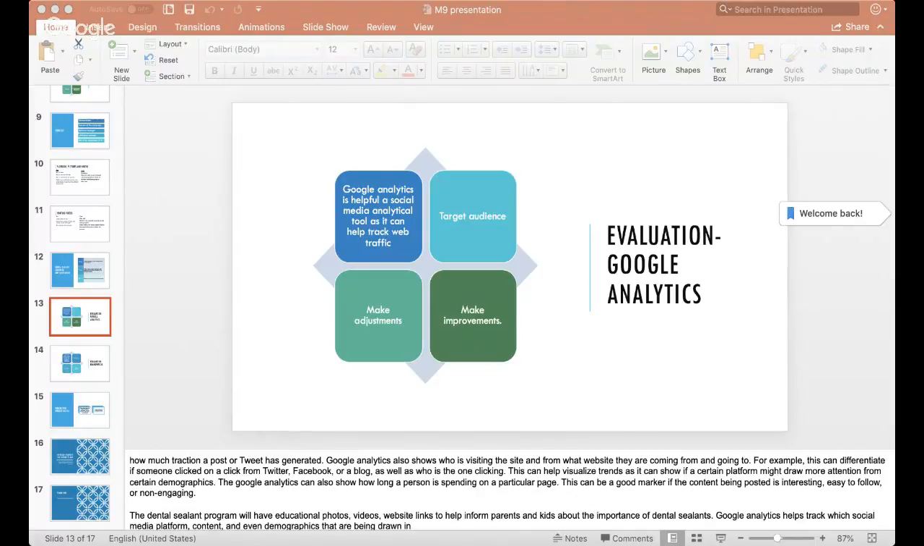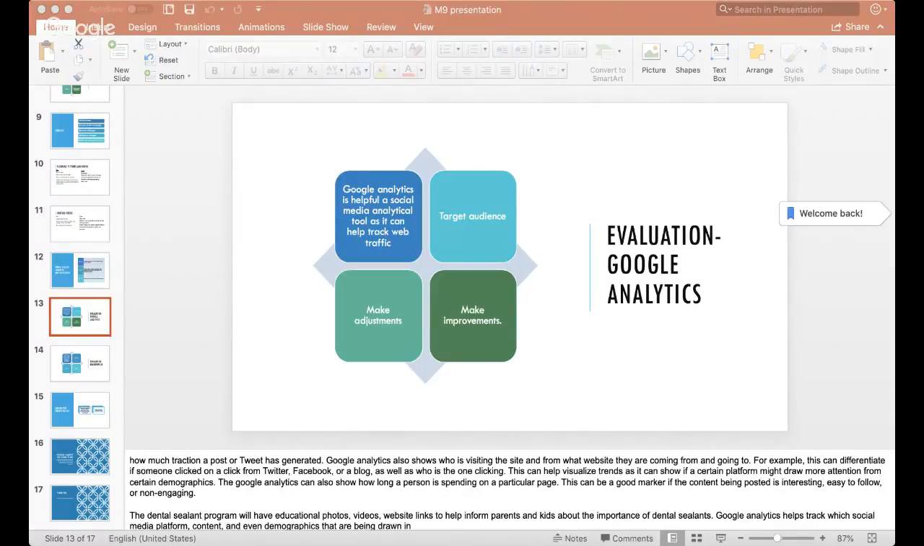This is the first one we're talking about, Google Analytics, and it's helpful for social media and analytics too, as it can help with web traffic, target audience, and making adjustments and improvements. It helps you gear towards the audience you really want to reach for the dental sealant campaign, for example school-age children and parents of school-age children.